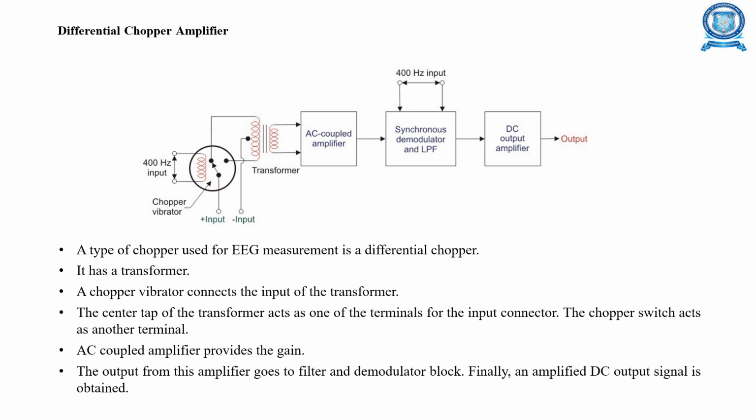Differential chopper amplifier. It is a type of chopper used for EEG measurement. It has a transformer, and a chopper vibrator connects to the input of the transformer. An AC coupled amplifier provides the gain, and the output of the amplifier goes to the filter and demodulator block. Finally, an amplified DC output signal is obtained. This is the diagram for the differential chopper amplifier.